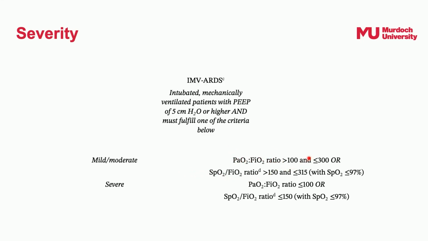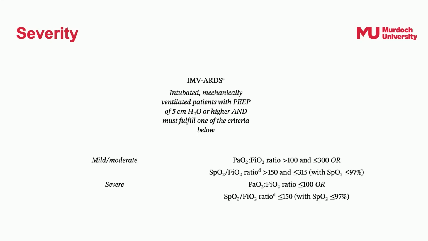Normal for that is 500. So that should be a PaO2 of 500 millimeters of mercury with an FiO2 of 1 as one example of how you could get a PF ratio of 500. You need to be less than 300 on that to be able to diagnose ARDS at all. And a PF ratio between 100 and 300 is what we would call mild to moderate ARDS, and less than 100 is severe ARDS.